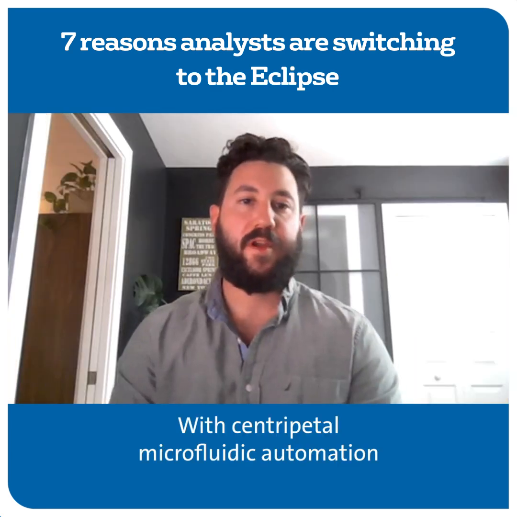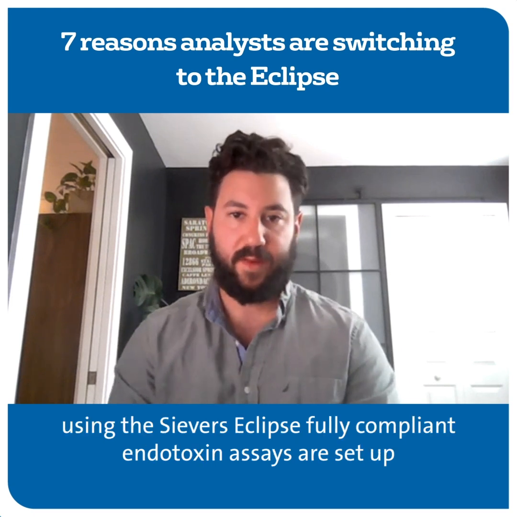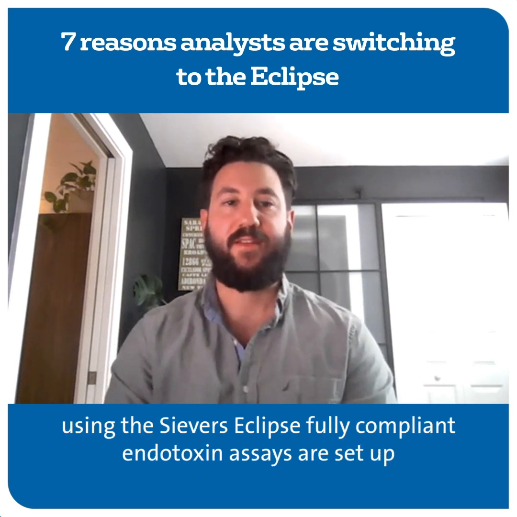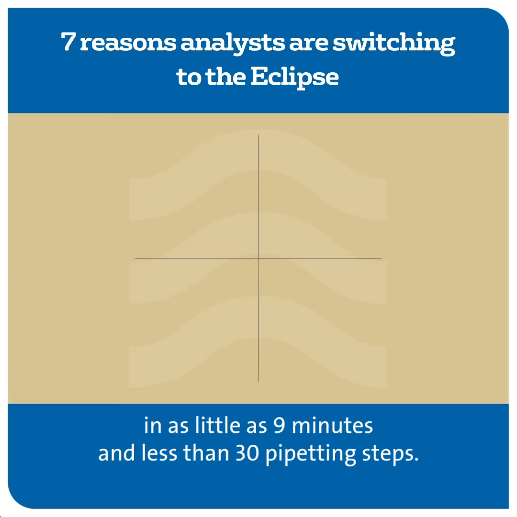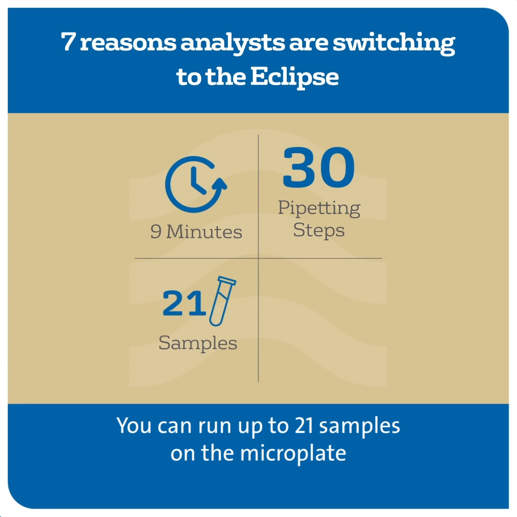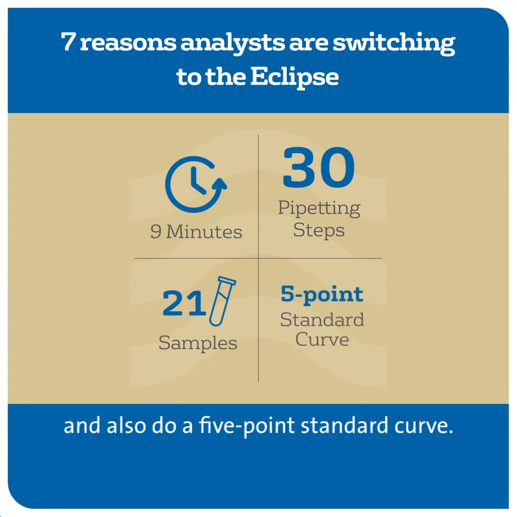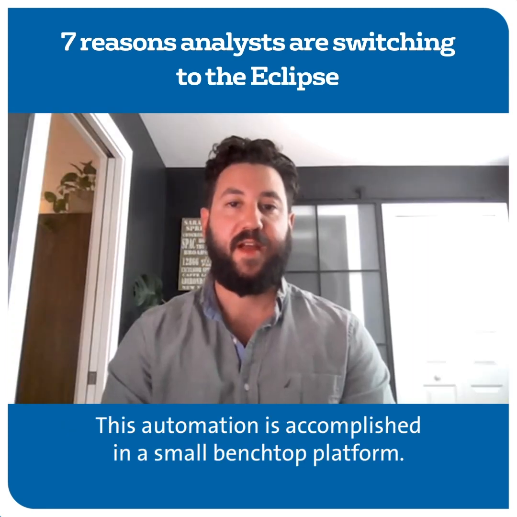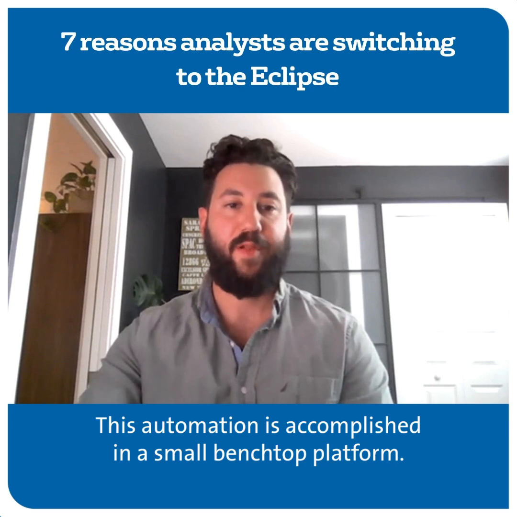So with centripetal microfluidic automation using the Sievers Eclipse, fully compliant endotoxin assays are set up in as little as 9 minutes in less than 30 pipetting steps. You can run up to 21 samples on the microplate and also do a 5-point standard curve. This automation is accomplished in a small benchtop platform.